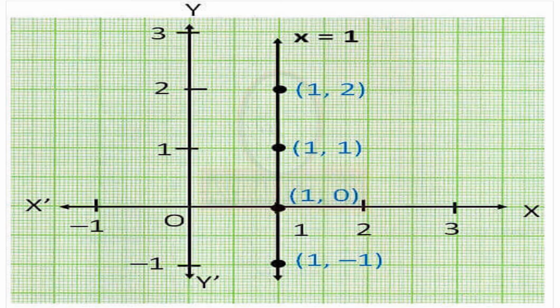Now, draw the graph of x is equal to 1. On a graph paper, draw the x-axis and the y-axis. Since it is given that x is equal to 1, draw a line on the right of the y-axis at a distance of 2 units from it and parallel to it.